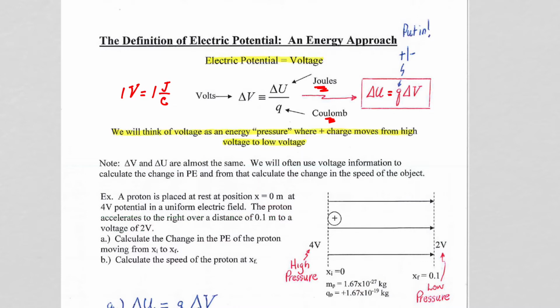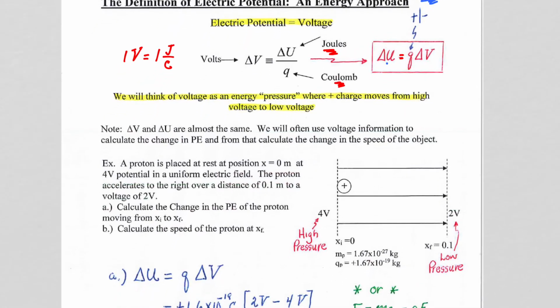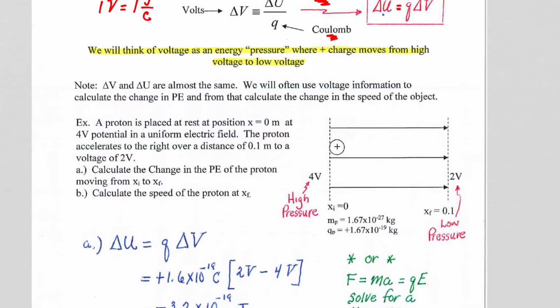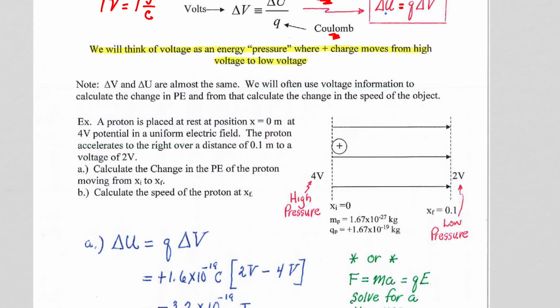And as it says here, since the change in potential energy can be positive or negative, right? You can either gain or lose potential energy. Positives and negatives are now important, so we need to put in the positive and negative for the Q. Please make sure you get all of this annotated completely. And as we said on our first page, we will be thinking of voltage as an energy pressure, where a positive charge moves from high voltage to low voltage.